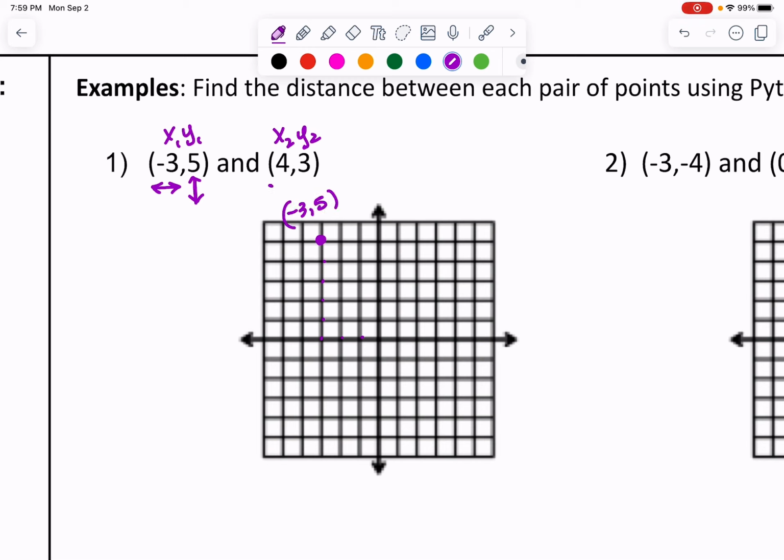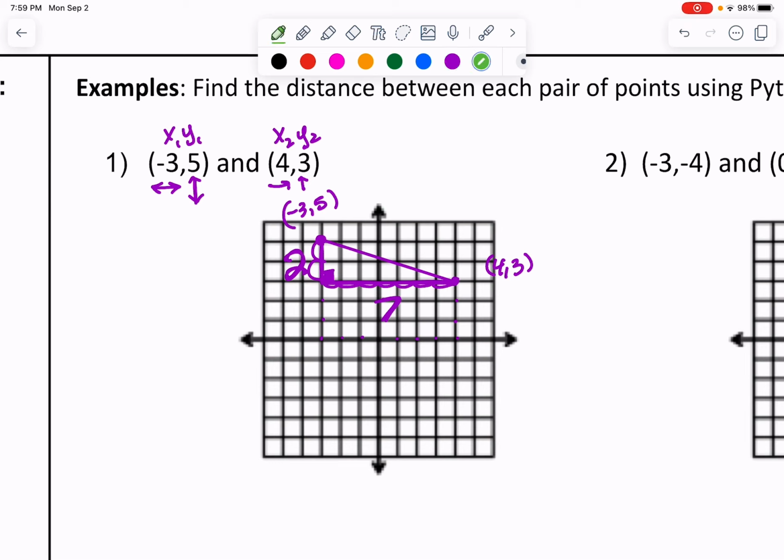And the other one, 4, 3, that's right and up. 1, 2, 3, 4, 1, 2, 3. This is the point, 4, 3. So here is my diagonal. And again, it makes it really difficult to count without full squares. But what I can say is that this is 2, and this is 1, 2, 3, 4, 5, 6, 7 is 7.